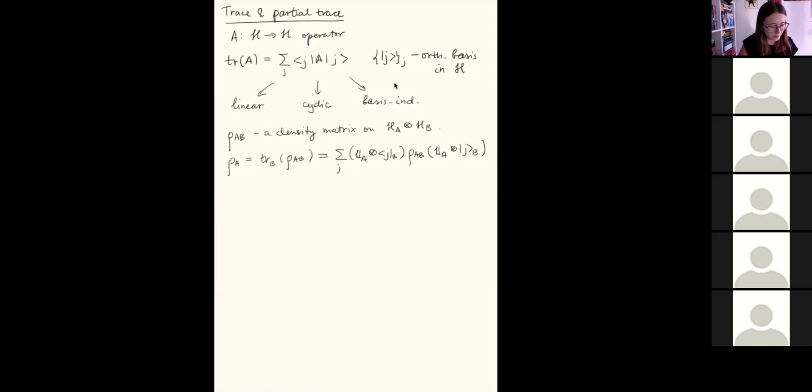Yeah, now it's fine. The final thing I want to talk about are thermal states. Maybe I start a new page. So suppose that we have a system with the following Hamiltonian, H, which we just write in the diagonal form.